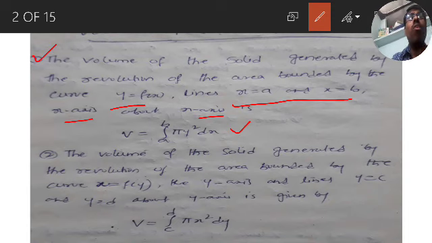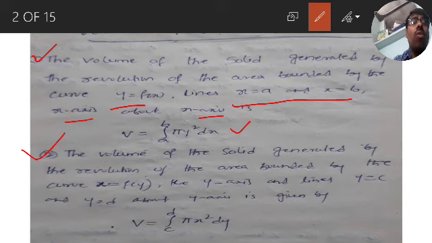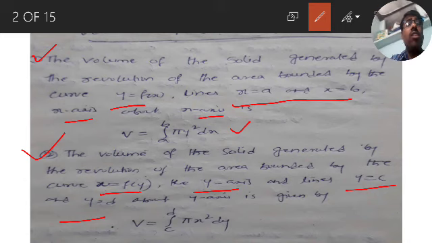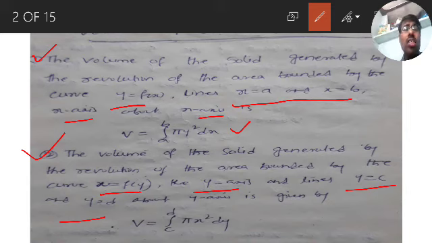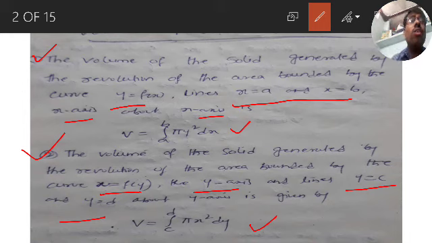This is my first formula, and the second one is the volume of a solid generated by revolution of the area bounded by the curve x is equal to f of y, the y axis, and lines y equal to c and y equal to d, about the y axis. Now the area bounded by the curve x equal to f of y, y equal to c line, y equal to d line, and the y axis is revolved about the y axis. Then it generates a solid. For that solid, the volume is given by V is equal to integration c to d pi into x square dy, where x is equal to f of y. So these are the formulas.